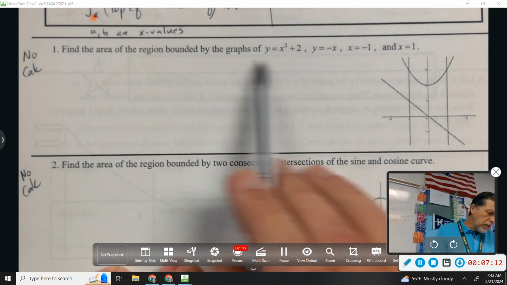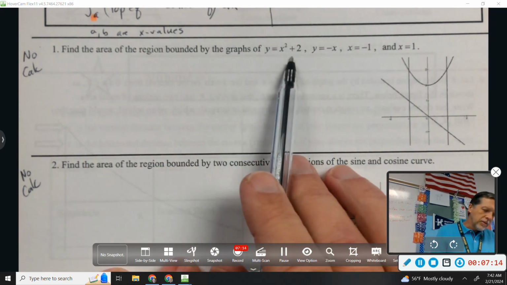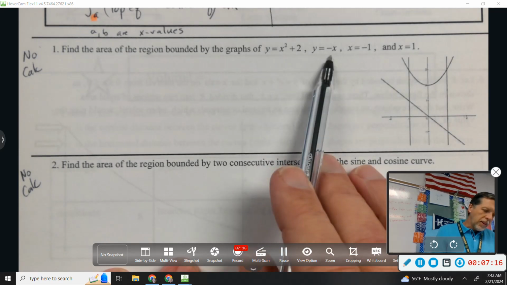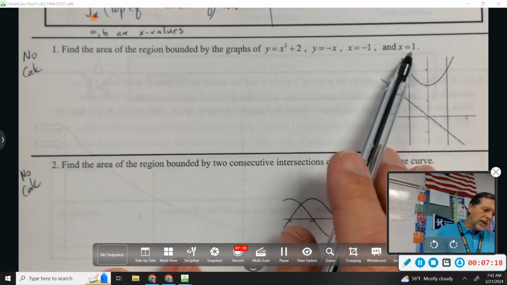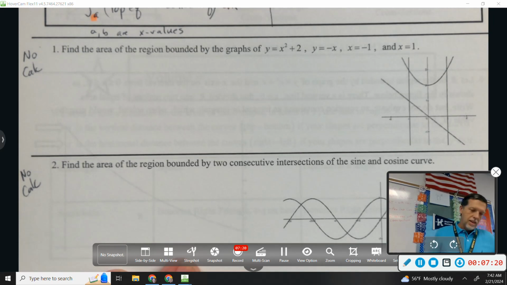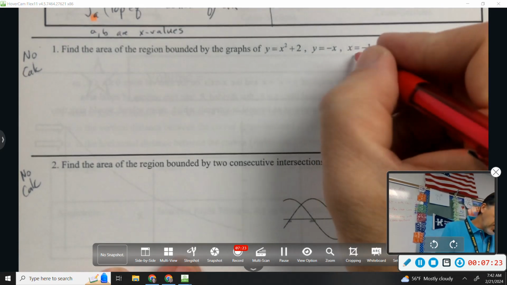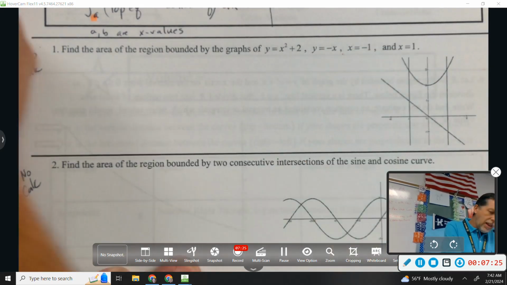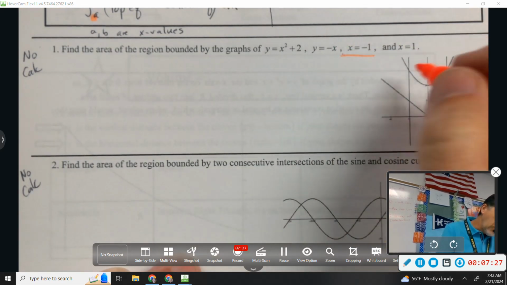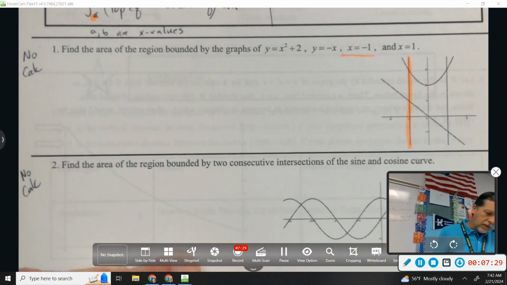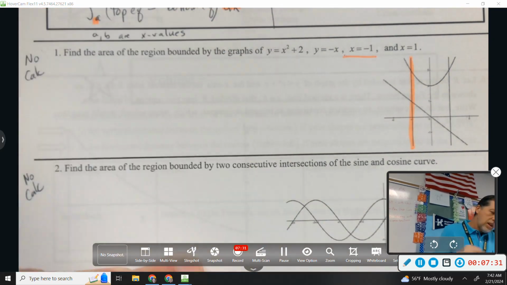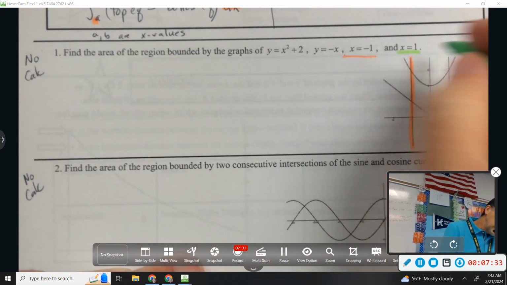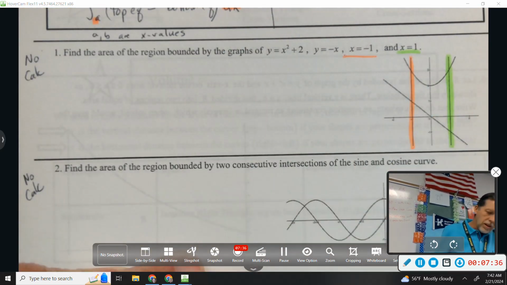Okay, find the area of the region bounded by the graph of y equals x squared plus 2, y equals negative x, x equals negative 1, and x equals 1. Okay, x equals negative 1 and x equals 1, that's easy to find, I hope. X equals negative 1, x equals positive 1. Got that. I'm going to argue figuring out which one's which on the others is pretty easy too.